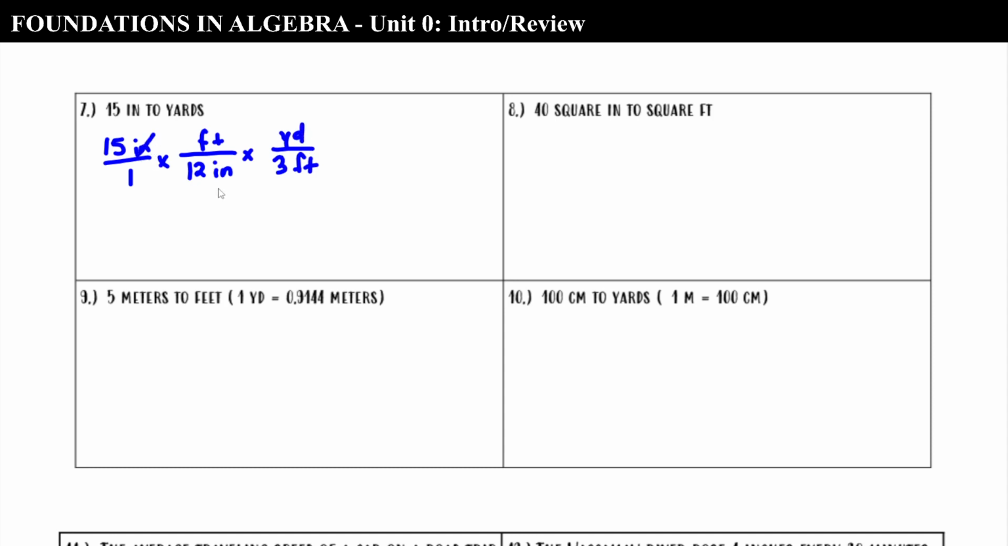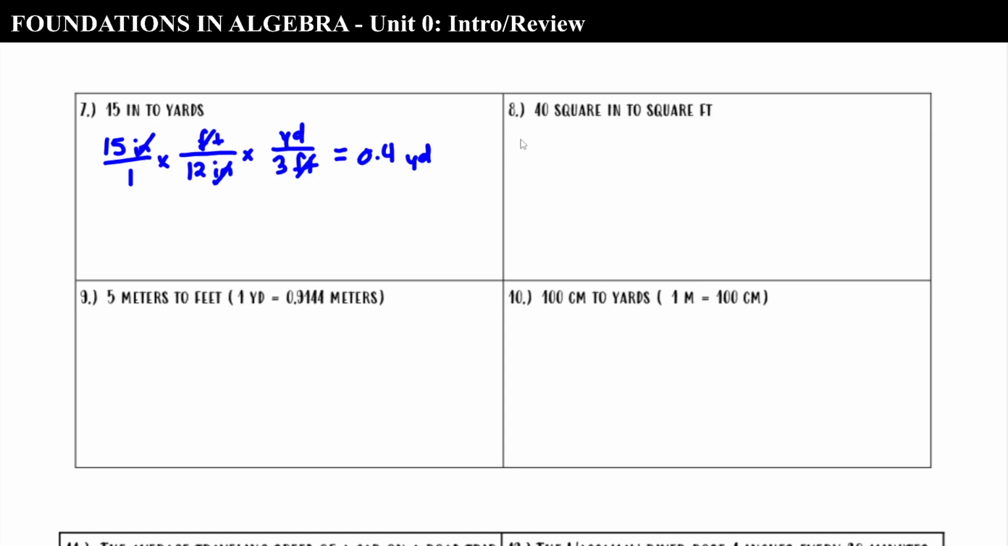Our inches cancel, our feet cancel, and we're going to do 15 divided by 12 times 3. You've got to do 12 times 3 first, so that's 36. 15 divided by 36 gives us 0.4 yards.